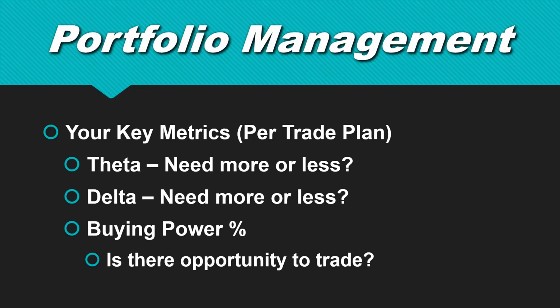But when I look at my buying power percentage, is there an opportunity to trade? That's what determines whether I'm going to place a trade today or not, unless it's part of my mechanical strategies. We'll take a look at our portfolio in a bit, but if my delta isn't where it's supposed to be, if it's too high, I can't trade. So, the order window is closed for me on those days.